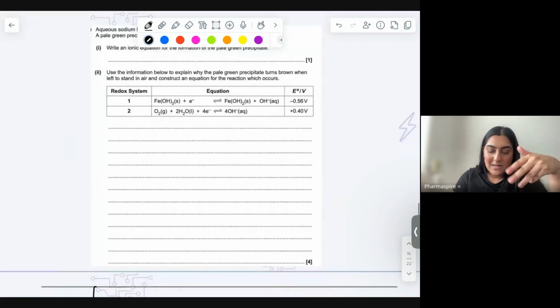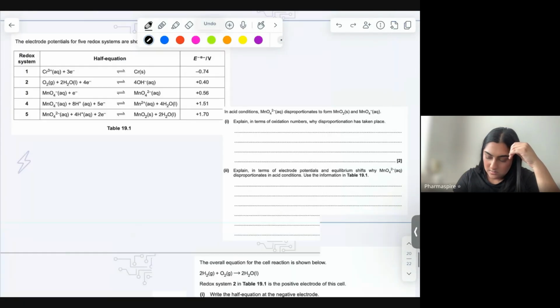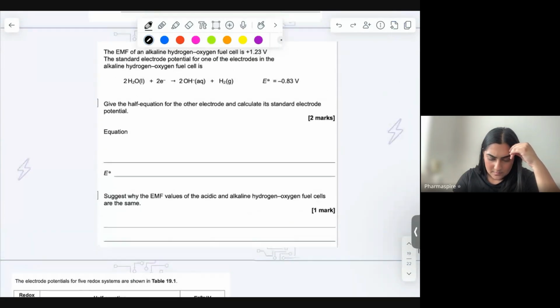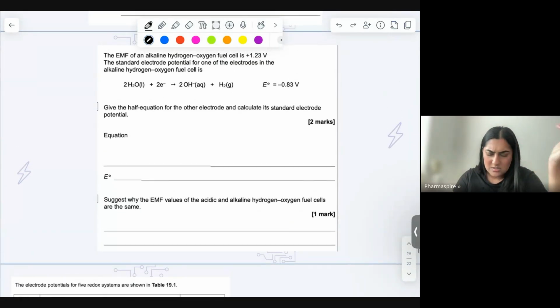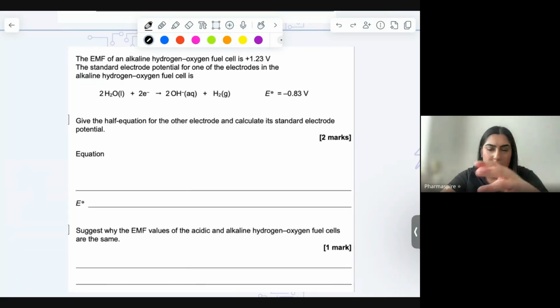Right, so this is going to go into transition elements. We're going to call it a day. Give the electrode. You can do this. Let's have a look at this one, and then we'll call it a day. Do they mostly ask about rechargeable or non-rechargeable? I've seen them ask about rechargeable. If they ask about non-rechargeable and rechargeable, they were more likely to ask about rechargeable.